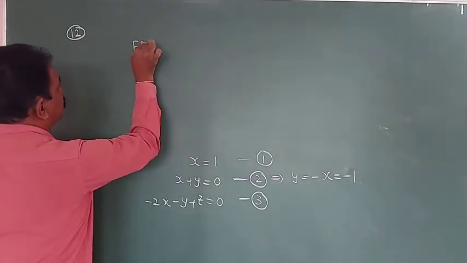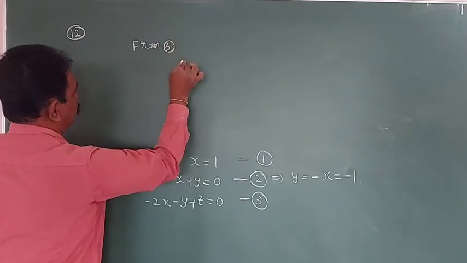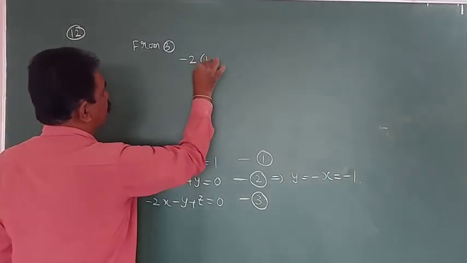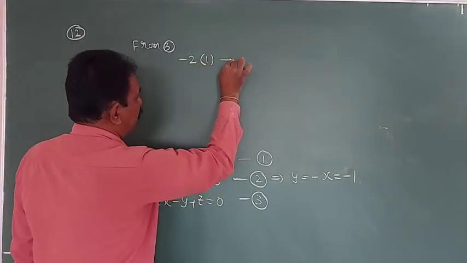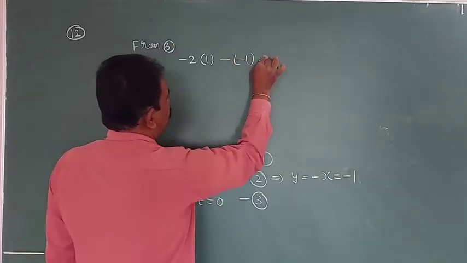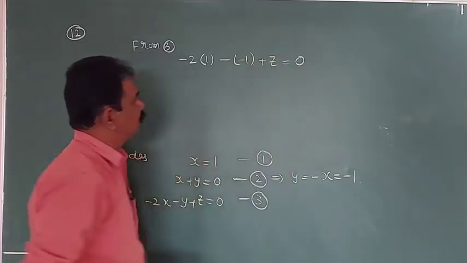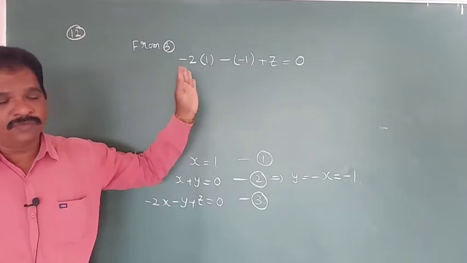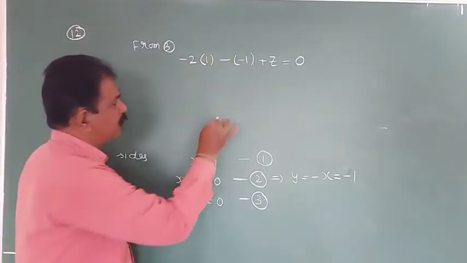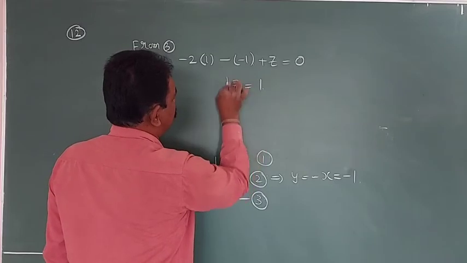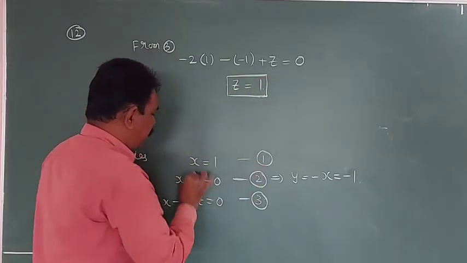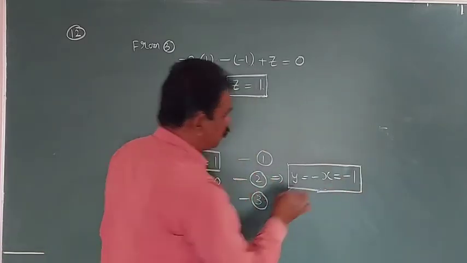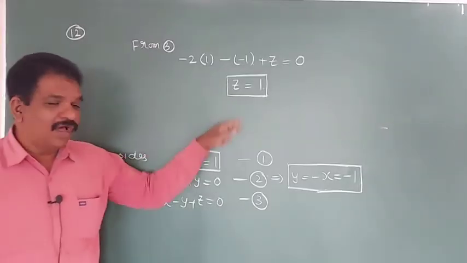From 3, minus 2 into x value will be 1, minus y value will be minus 1 plus z is equal to 0. So minus 2 plus 1 plus z is equal to 0, minus 1 plus z is equal to 0, z is equal to 1. Okay? x is equal to 1. In the same way, y value is equal to minus 1. These are solving of the equations.